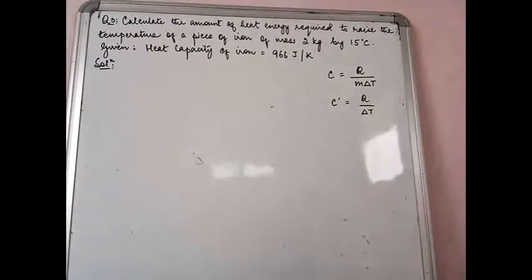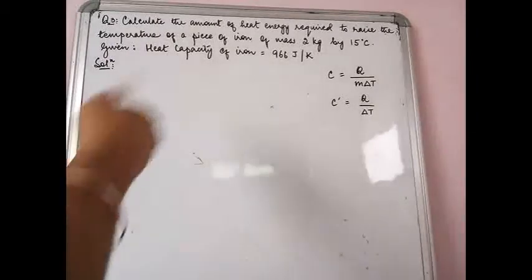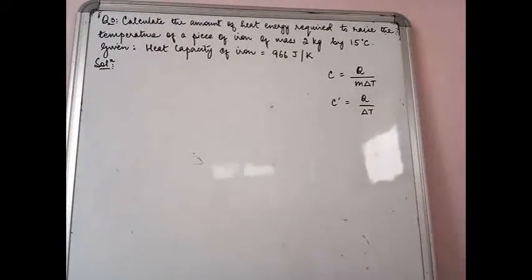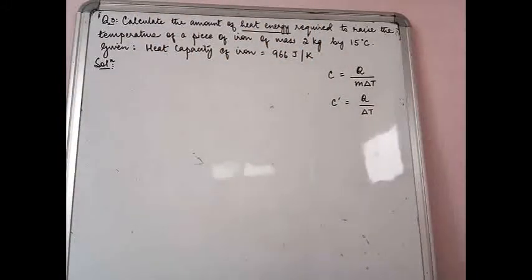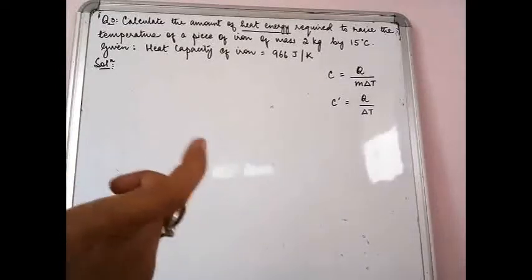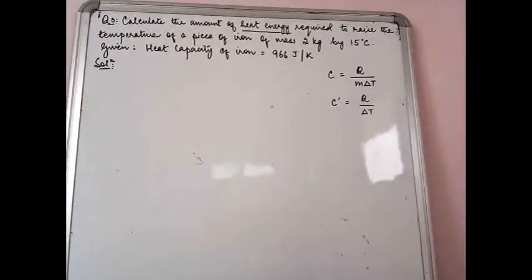Moving on to the first numerical, let us first read the question. Calculate the amount of heat energy required. Let me underline it. It is the heat energy required to raise the temperature of a piece of iron. So what is being heated? A piece of iron. What is the mass of the iron? The mass of the iron piece is 2 kgs, and we have to increase the temperature by 15 degrees centigrade.